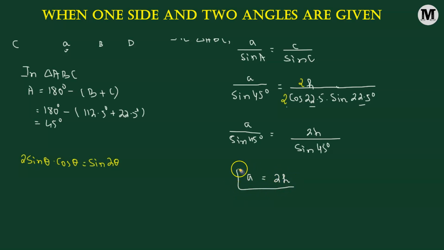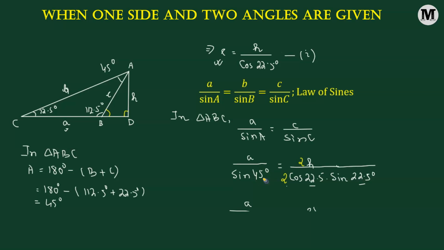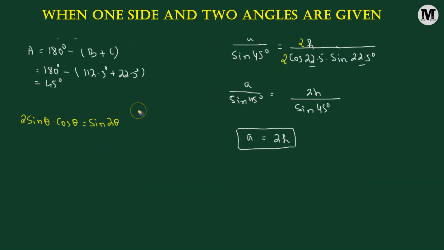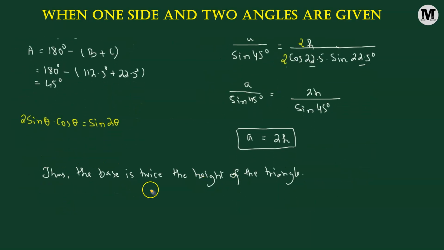So we have sine 45 in the denominator, which gives us a equals 2 times h, and that proves our problem. What does it mean? We have obtained that the base, denoted by a in our diagram, comes out to be twice the height, or the altitude, of the triangle. Thus the base is twice the height of the triangle, hence proved.